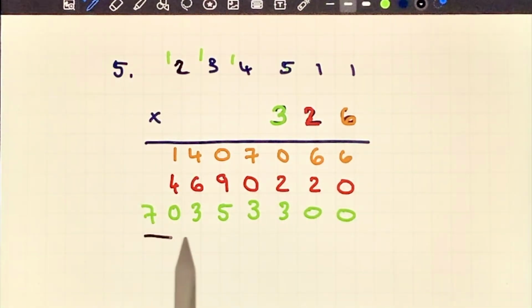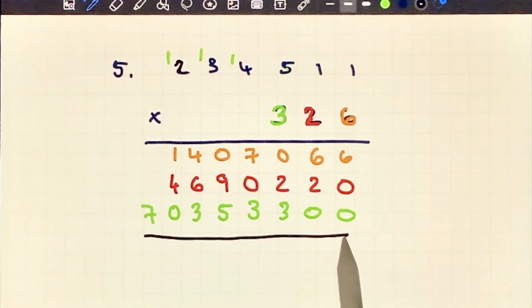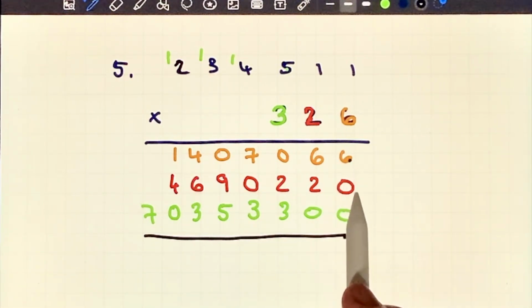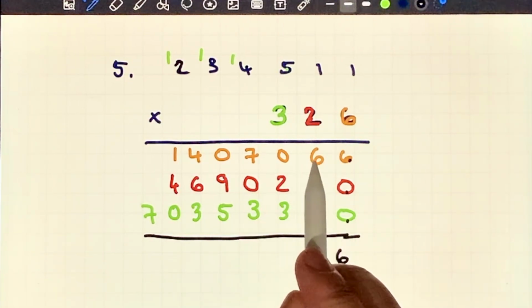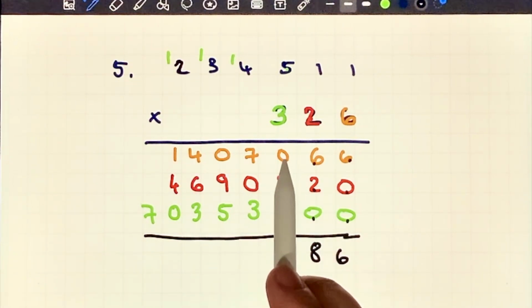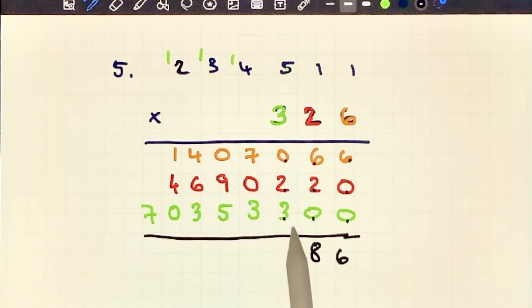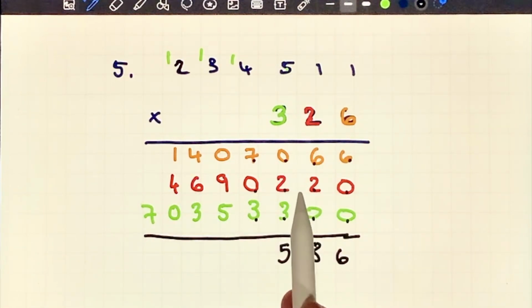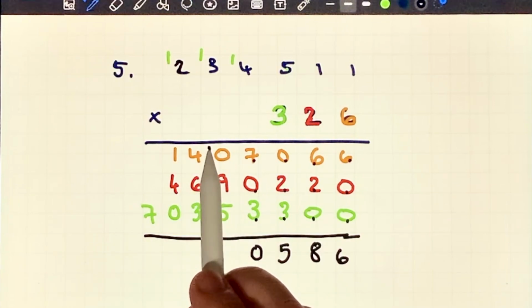So now we go ahead and add all of my numbers. So 6 plus 0 is 6. 6 plus 2 plus 0 is 8. 0 plus 2 plus 3 is 5. 7 plus 0 plus 3 is 10. So that's 0, carry 1.